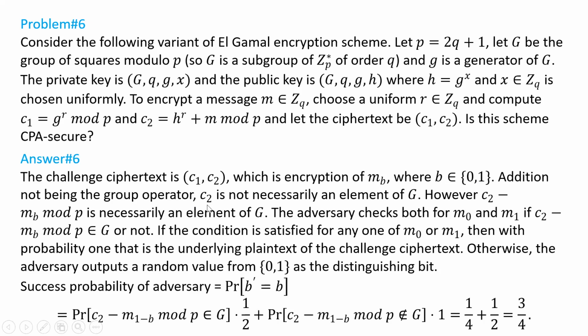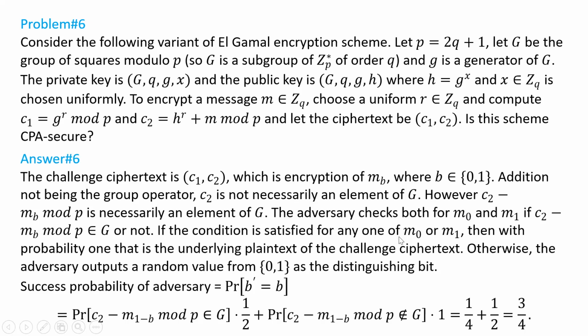Addition not being the group operator, C2 is not necessarily an element of G. May or may not be, right? Like I said just now. However, C2 minus MB mod P is necessarily an element of G because H to the power R, this value of course is an element of G. So the adversary basically now checks, after seeing the challenge ciphertext, for both M0 and M1 if C2 minus MB mod P belongs to G or not.